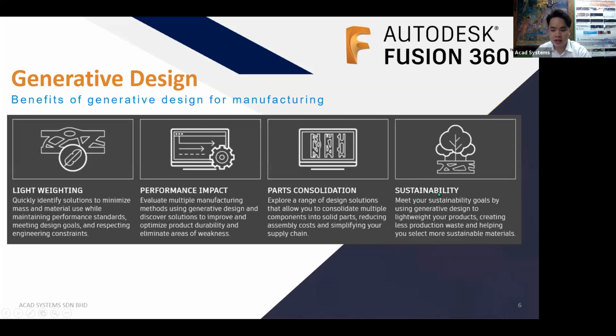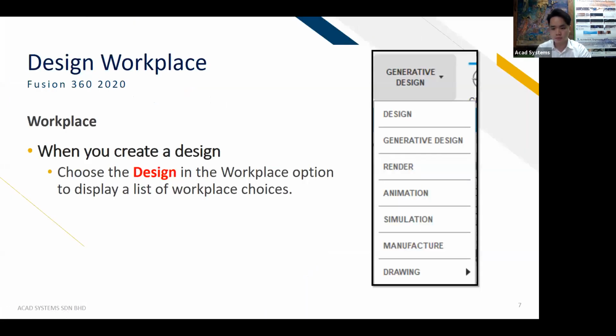The fourth one will be sustainability. This one, I think everyone will be familiar with, because when you are manufacturing a new product, this will meet your sustainability goal by using generative design. This also lightweights your product and creates less production waste. So if you minimize the waste, it means you will also minimize the cost, right? And this will help you select more sustainable material that is needed for the product that you want to create.